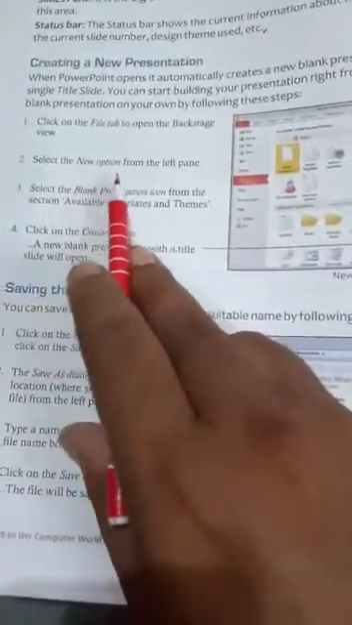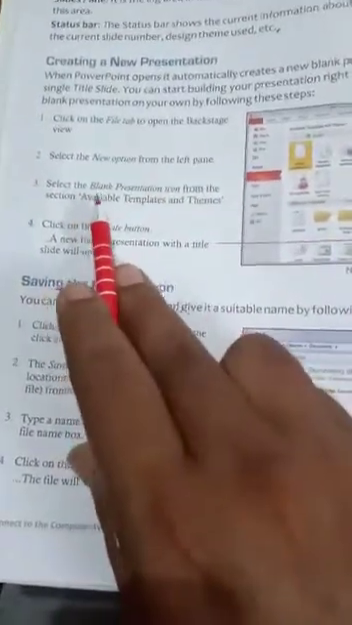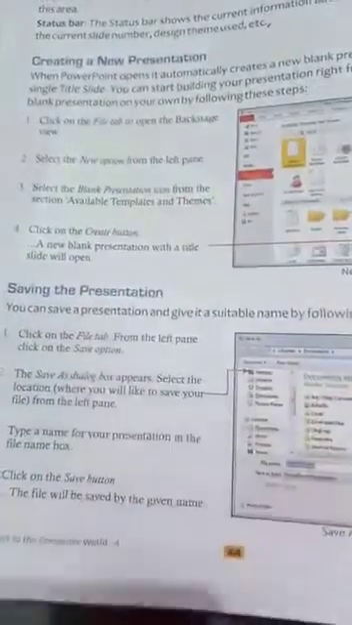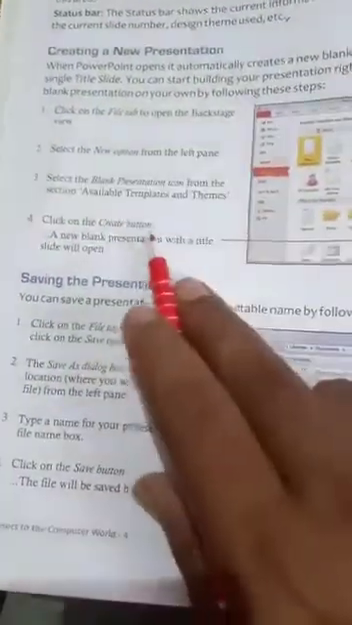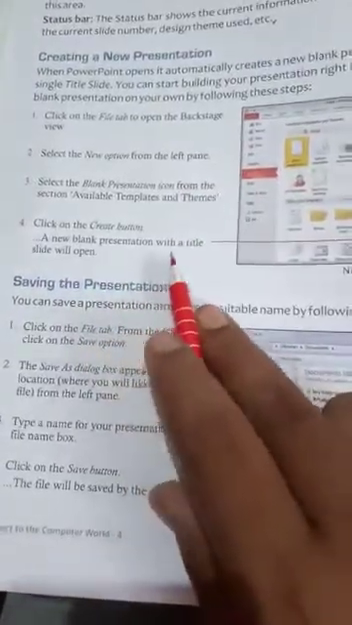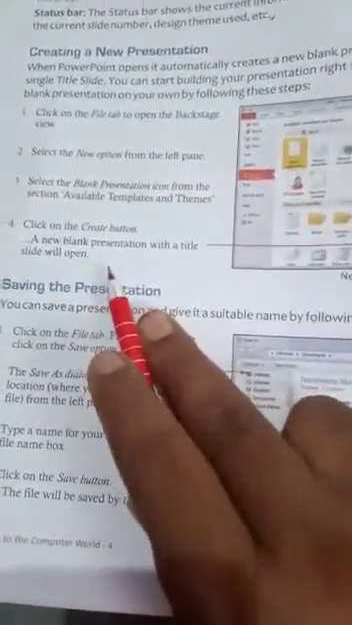Second, select the New option from the left pane. Third, select the blank presentation icon from the section Available Templates and Themes. Fourth, click on the Create button. A new blank presentation with a title slide will open.